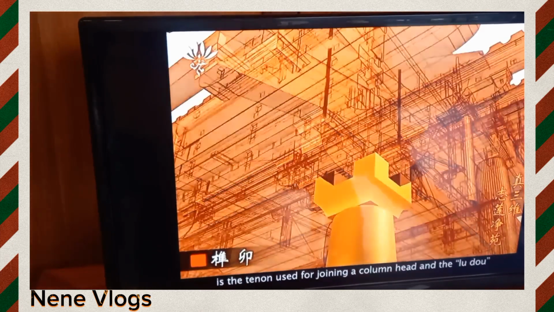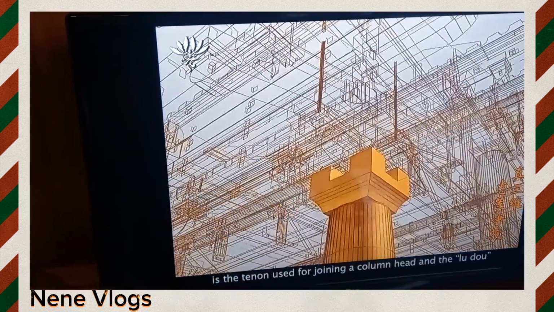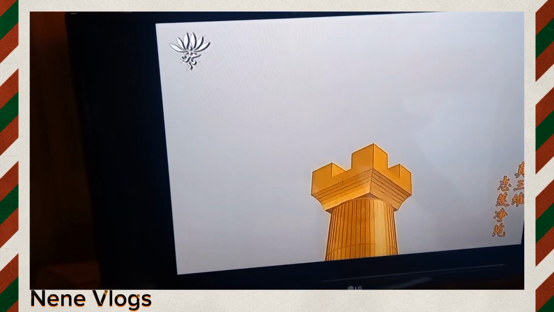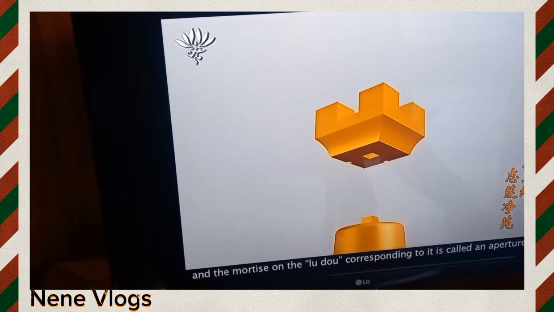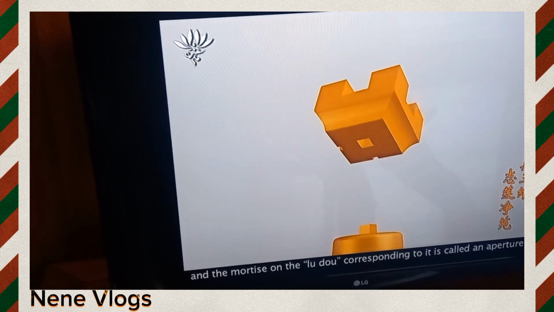Red tenon is a tenon used for joining a column head and a little dou. And the mortise on the little dou corresponding to it is called an aperture.